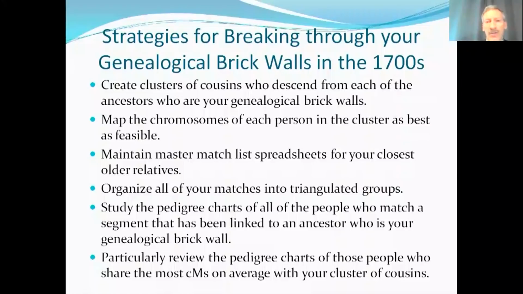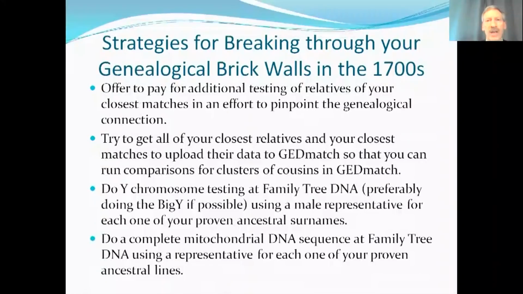So you want to get all the descendants who've been tested from that particular ancestor and have their data ready for review. And particularly, you want to review the pedigree charts of people who share the most centimorgans on average with your cluster of relatives in that particular line of descent. You also want to pay for additional people to be tested if possible. And if possible, get Y and mitochondrial DNA sequences for the ancestral lines that you're researching. So you have multiple different ancestral lines you might want to get both Y chromosome and mitochondrial DNA sequences for. I also encourage people to upload to GEDmatch because GEDmatch provides the greatest flexibility in terms of running your comparisons.